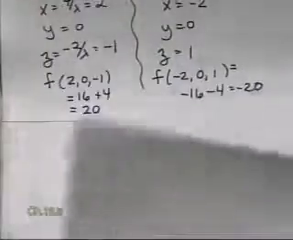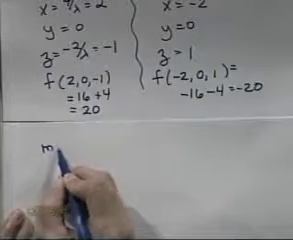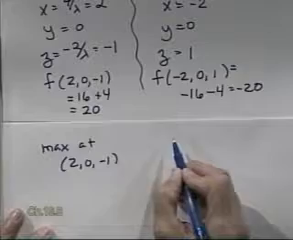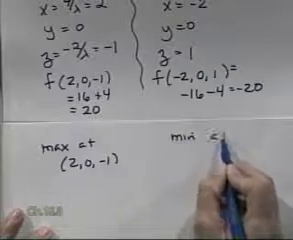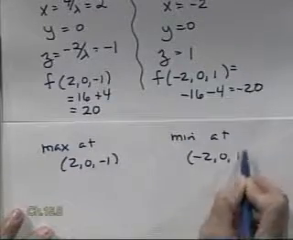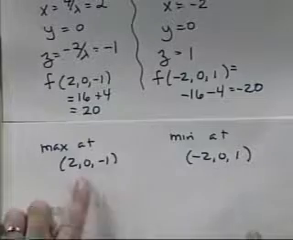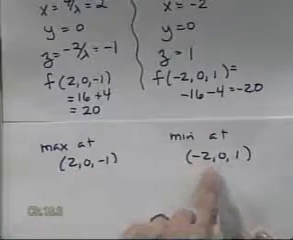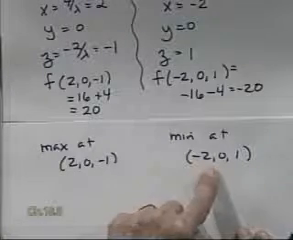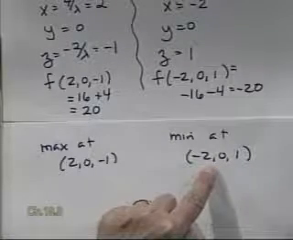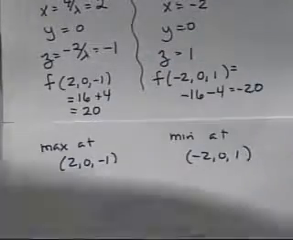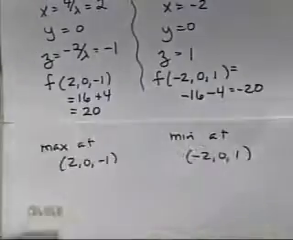So therefore, it looks to me like I have a max at 2, 0, negative 1, and a min at negative 2, 0, 1. So this is the point on the ellipsoid that makes f be the maximum, and this is the point on the ellipsoid that makes f be the minimum. Not hard, except if you don't practice these systems of equations, I guarantee you I'm going to blow you way out of the water.